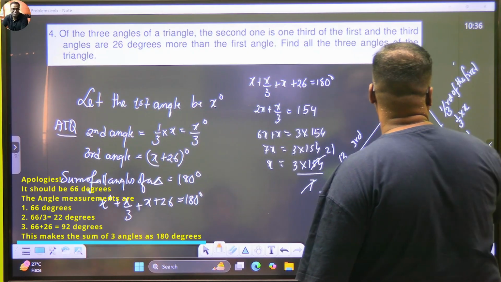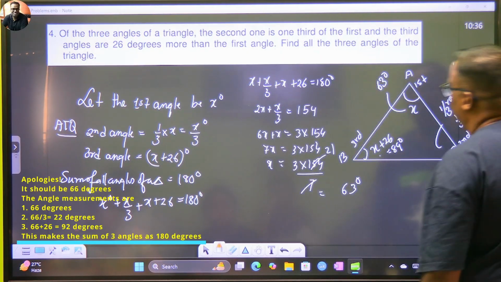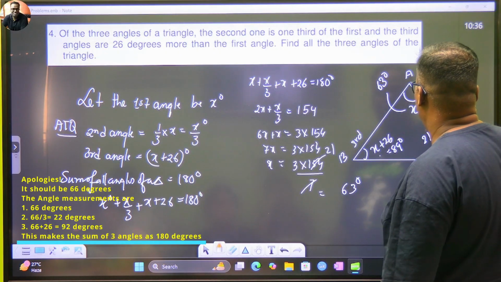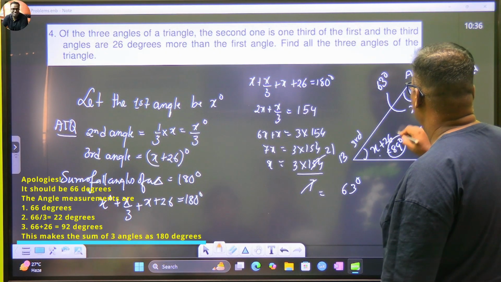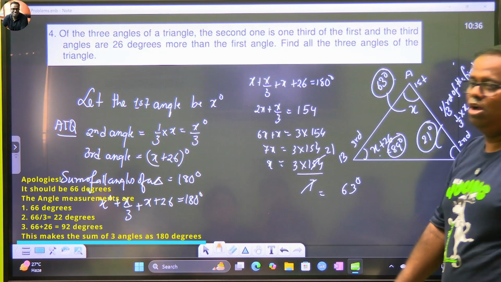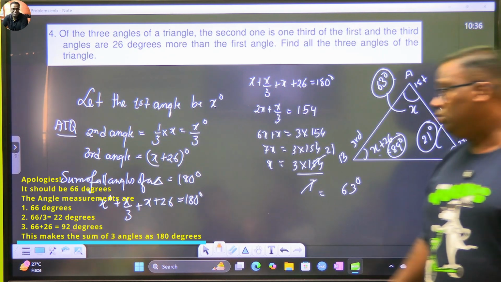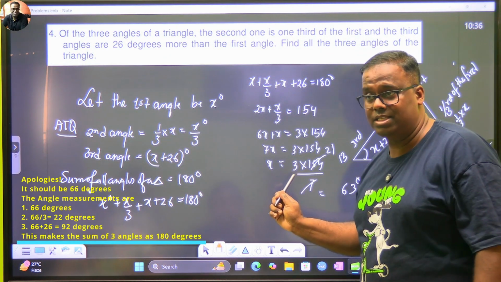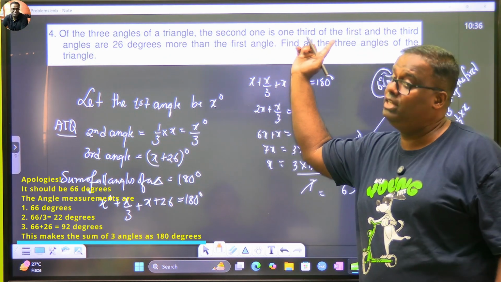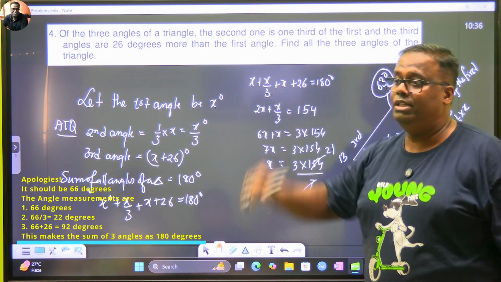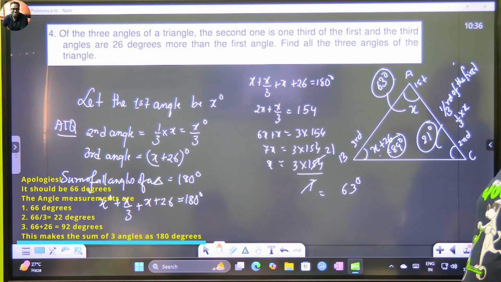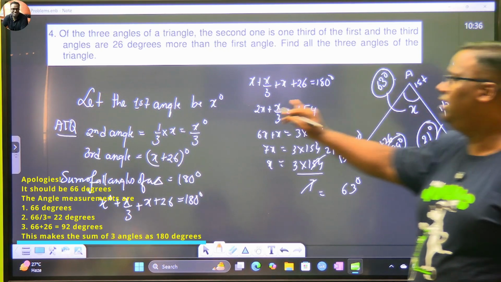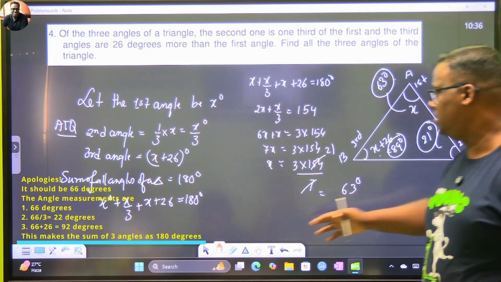And obviously this will be how much? 1/3 of 63 means 3 2s are 6, 3 1s are 3, 21 degree. How many of you understood? How many did not understand? Do not be happy by getting x. Nowhere they asked you to find x. Be very careful. They asked you find the three angles. So once you get x, then you say the first angle is equal to, then you conclude your answers properly.